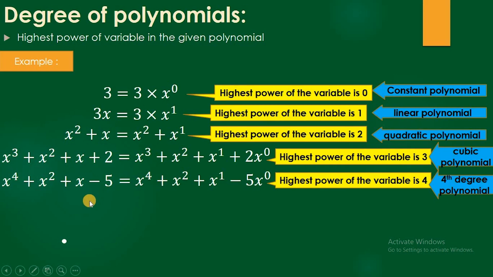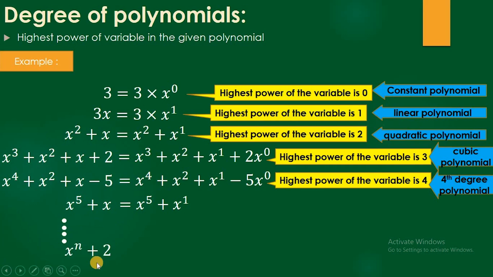And similarly, you can write any value in the power. For example, x raised to the power 5 plus x equals x raised to the power 5 plus x raised to the power 1. So here the highest power is 5. So you can name it a 5th degree polynomial. Similarly, you can take any value in the power, but make sure that the exponents are all whole numbers. It cannot be a half, it cannot be negative, and it cannot be in decimal form.